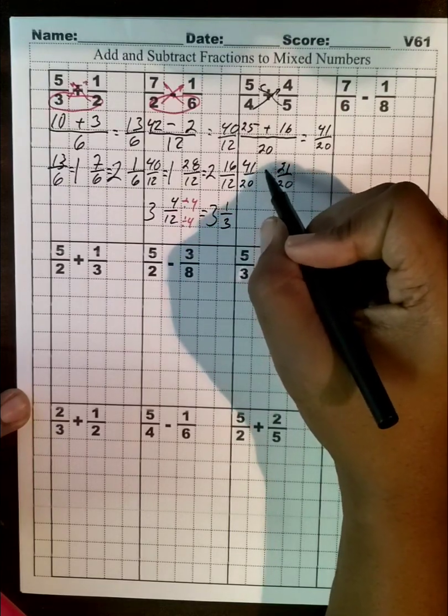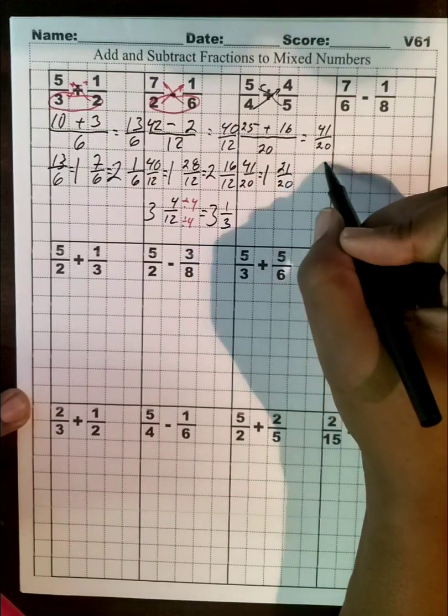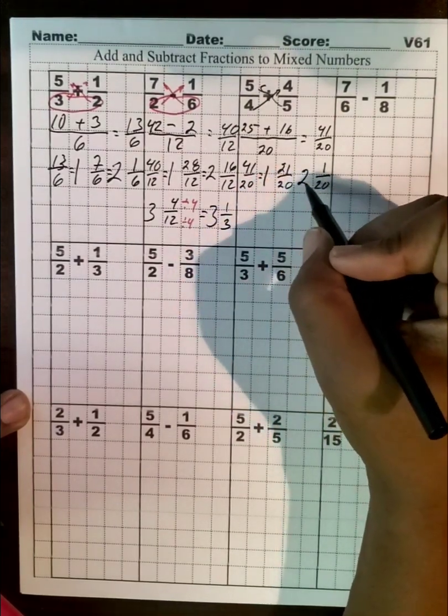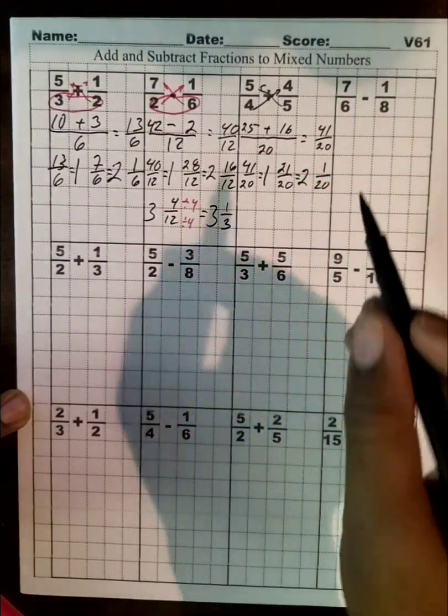And then every time you subtract, you're going to get 1. So 21 take away 20 is 1 over 20. And we'll add another 1 here. So now we have 2. And that's our answer, 2 1/20.